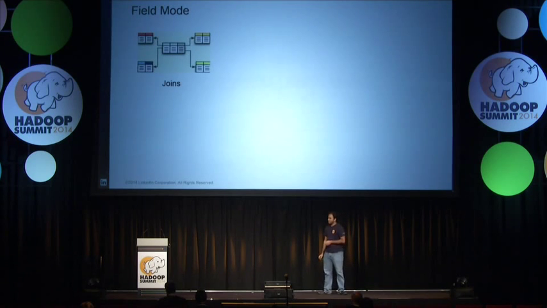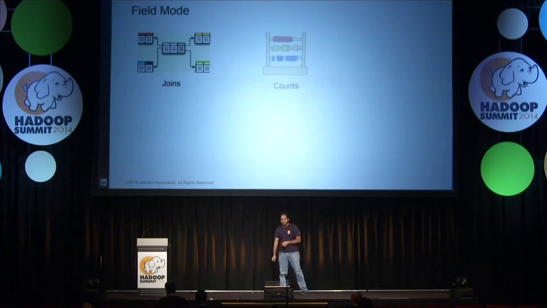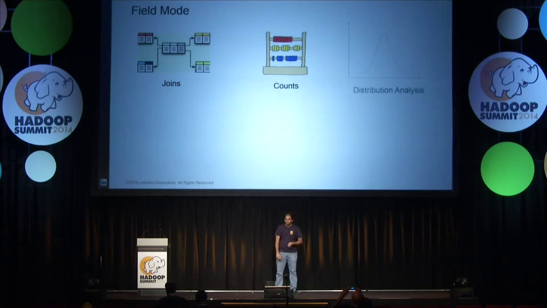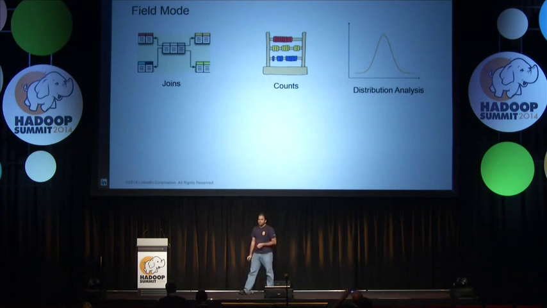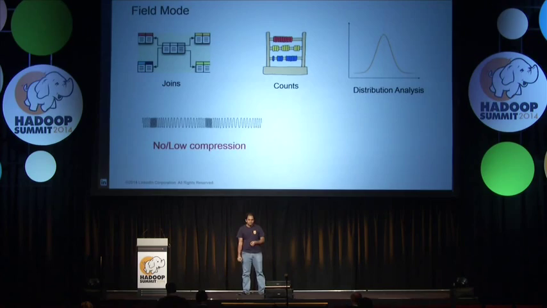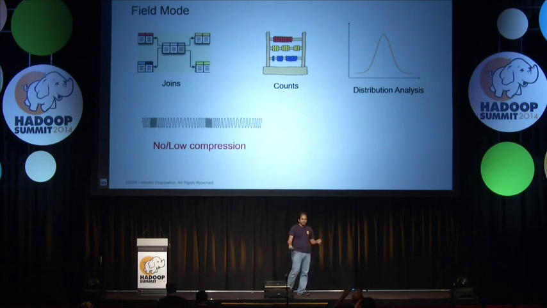So what does field mode give us? It gives us joins. You can do counts, count distincts, and you can do distribution analysis. But you lose compression, almost no compression, which is the good advantage of a column format. And it's also improper encryption, so if people are determined, they can do some cryptographic analysis and be able to decipher some of the messages. But still, that's better than plain text.